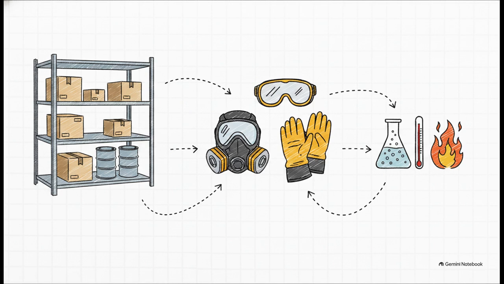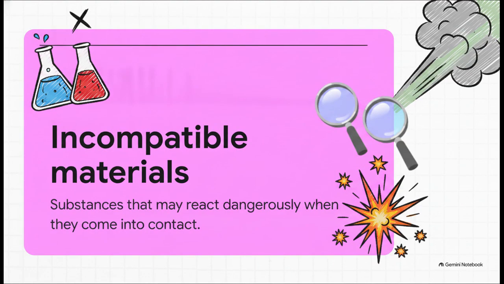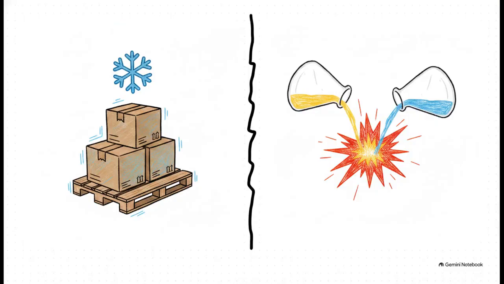or its boiling point. Moving right along, we hit this really important concept of incompatible materials. Basically, these are substances that might react incredibly dangerously if they ever come into contact with each other. Think about mixing bleach and ammonia. Mixing the wrong chemicals can literally cause instant explosions or massive toxic gas clouds. Total nightmare.